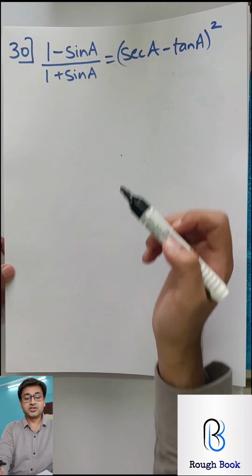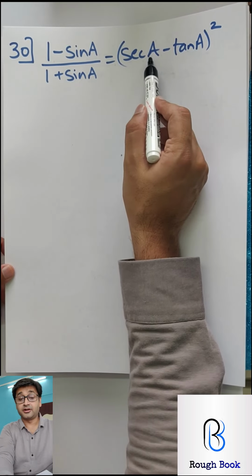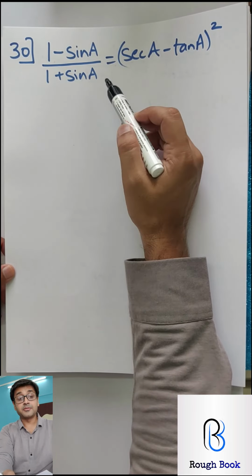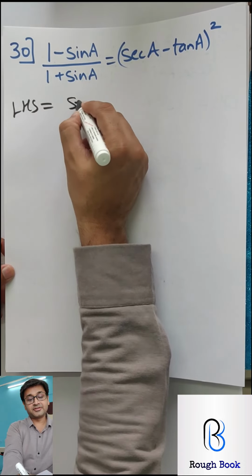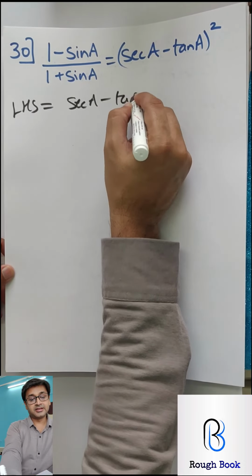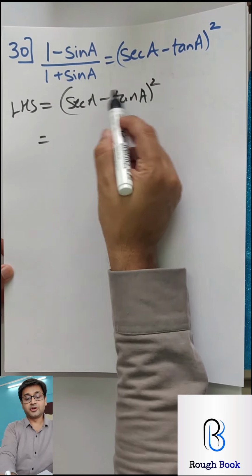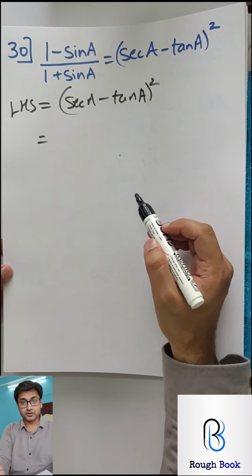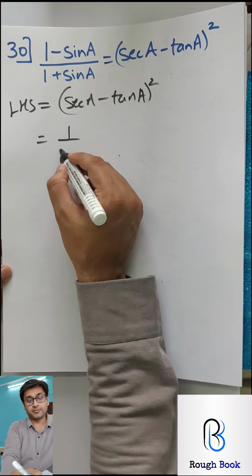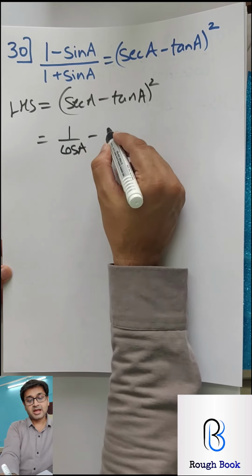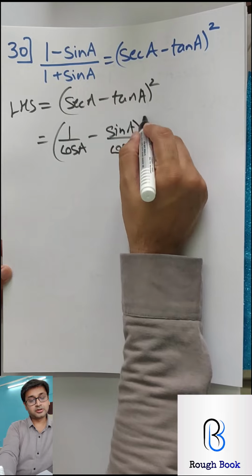Again, you have a choice, LHS or RHS. Starting from here and reaching from primary to secondary is difficult. From secondary to primary, easy. So start from here, life can become easy. So I have sec A minus tan A, the full square. So first convert all this into primary within the square only, and then we'll see in the end what to do. So sec, I can write it as 1 upon cos, and tan is sine upon cos, the whole square.